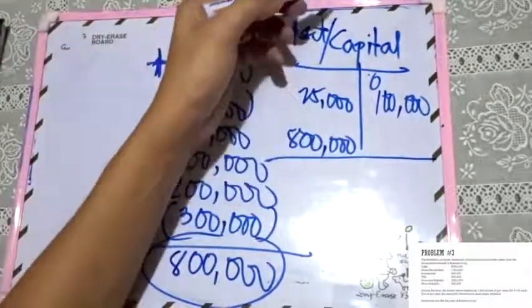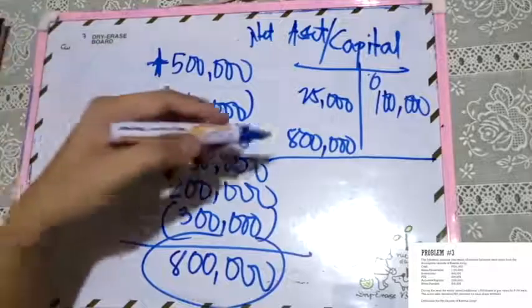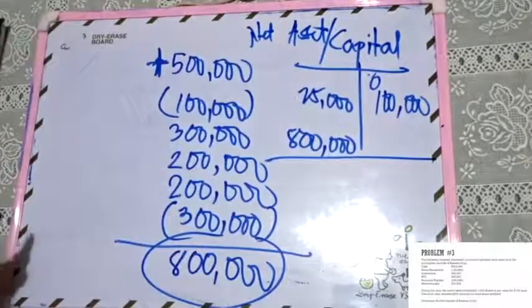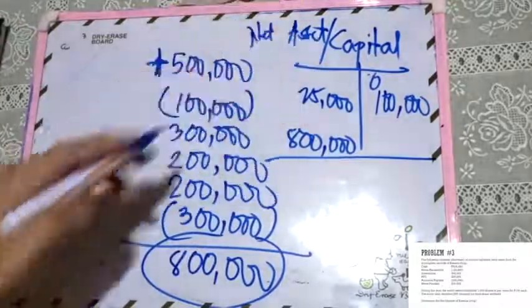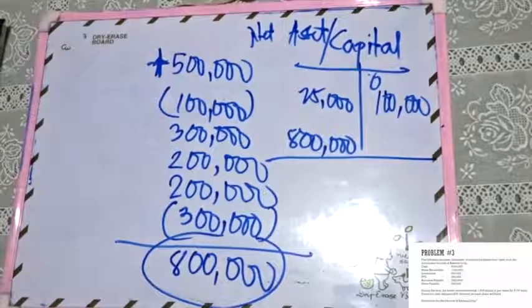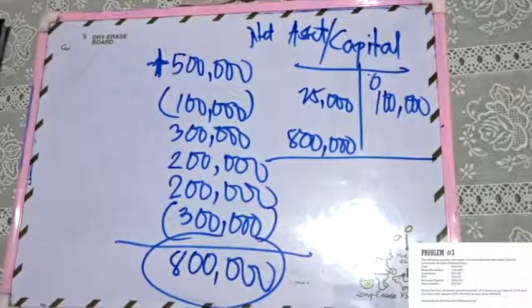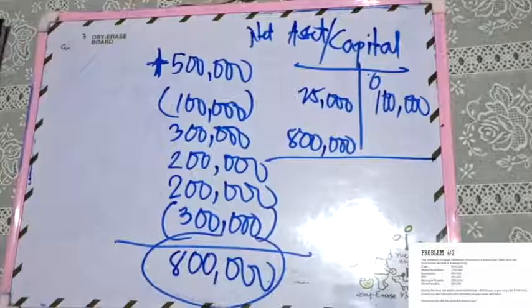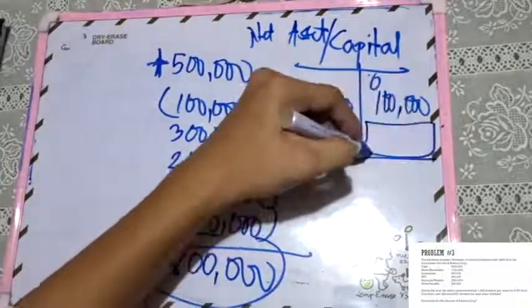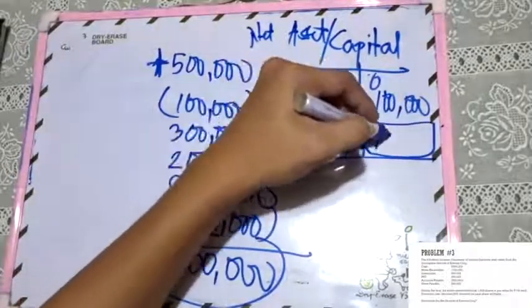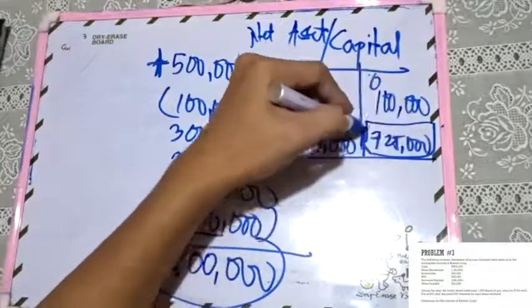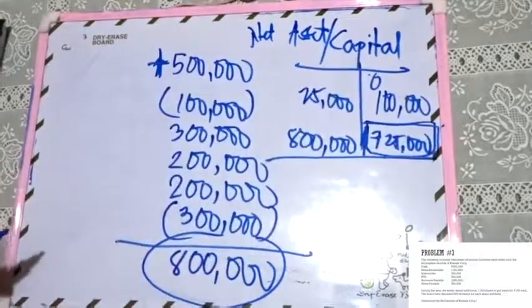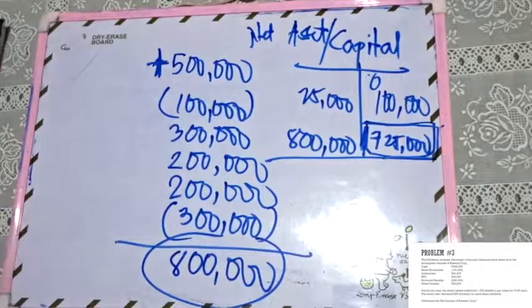So you can now get your net income or loss. The total debit adds up to 825,000. Well, in the credit side, you only have 100,000. That means you have a credit balance of 725,000, which is your net income for the year.